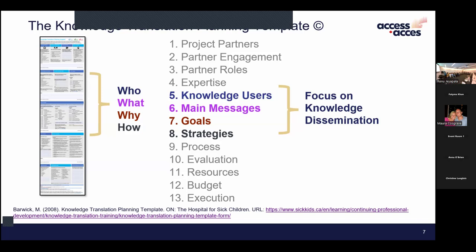Today, I'm just focusing on 5, 6, 7, and 8. That's the who, what, why, and how for your knowledge dissemination. And we're starting there because likely at this point with the ACCESS projects, you've already settled 1 through 4. And now you're looking at how to actually disseminate what you've been finding.